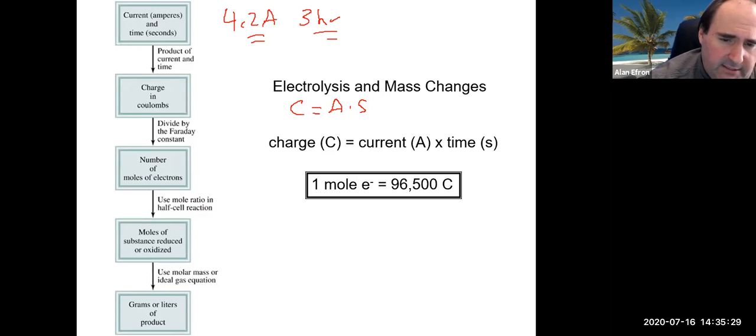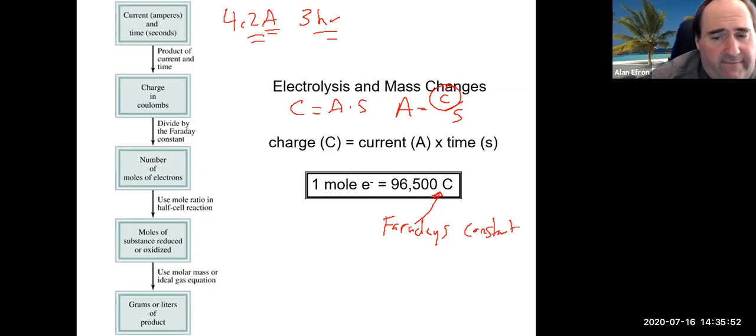because if we rearrange this and solve for an amperage, which is basically what they give the current in, an amp is a coulomb over a second. Our coulomb is going to be used here with this guy, which you may remember is Faraday's constant. And that's that 96,500 number that we saw earlier in this chapter.